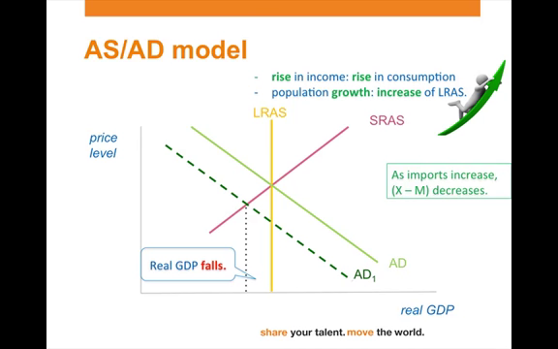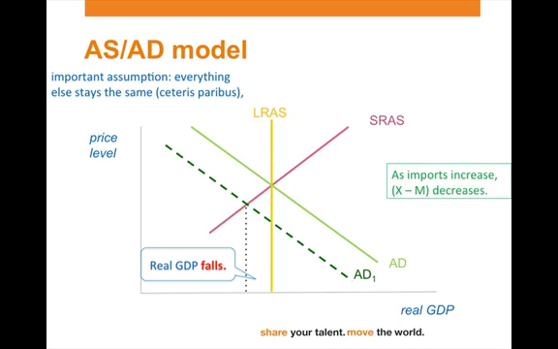Think, for example, the rise in income leads to a rise in consumption. Population growth increases the quantity of human resources and therefore is an increase of a country's potential GDP. In economic analysis, we have a look at one factor only. In this case, as imports increase, aggregate demand will shift to the left.